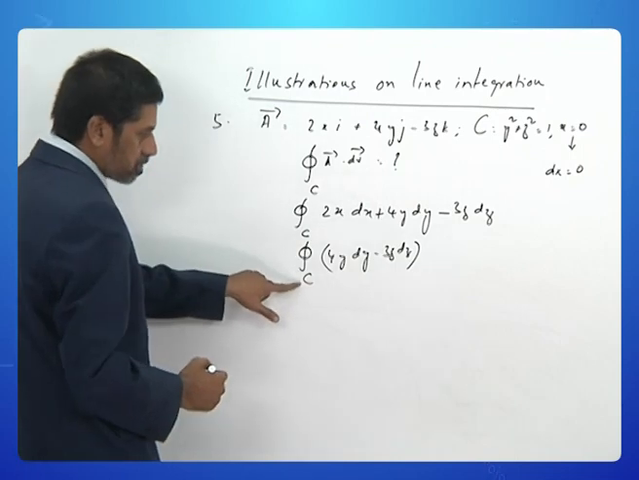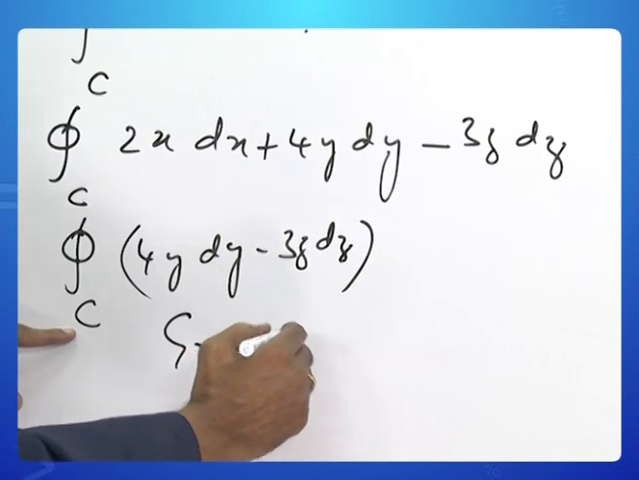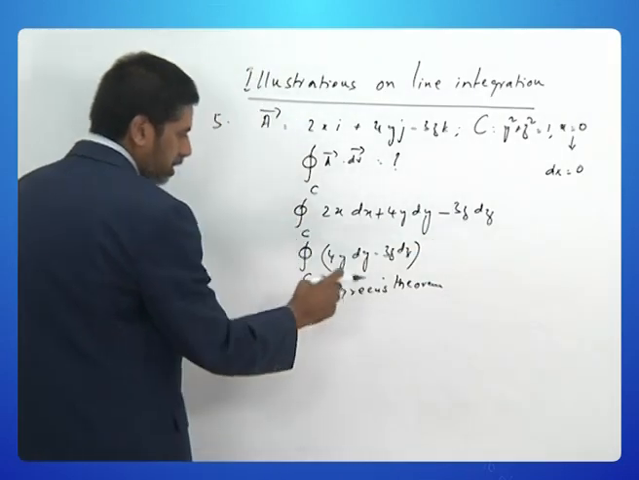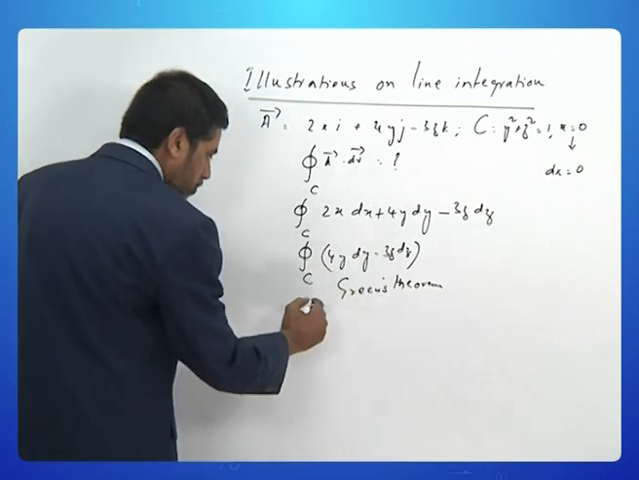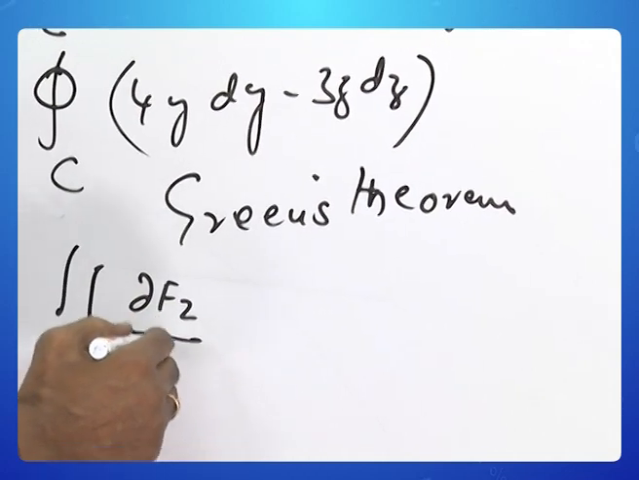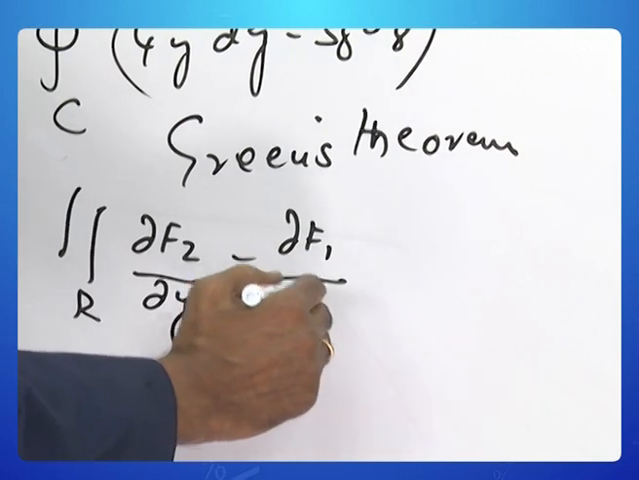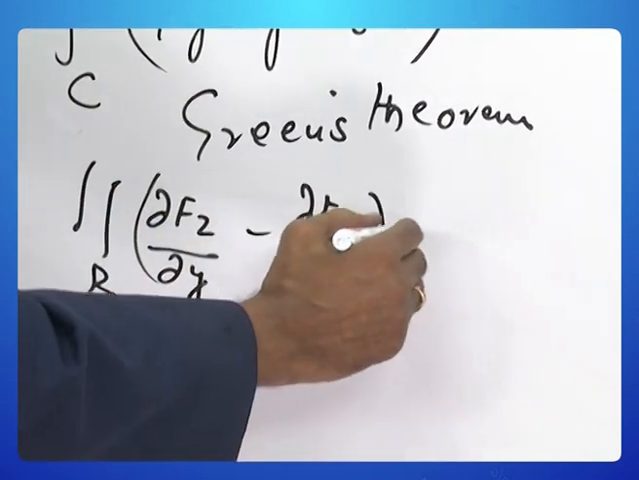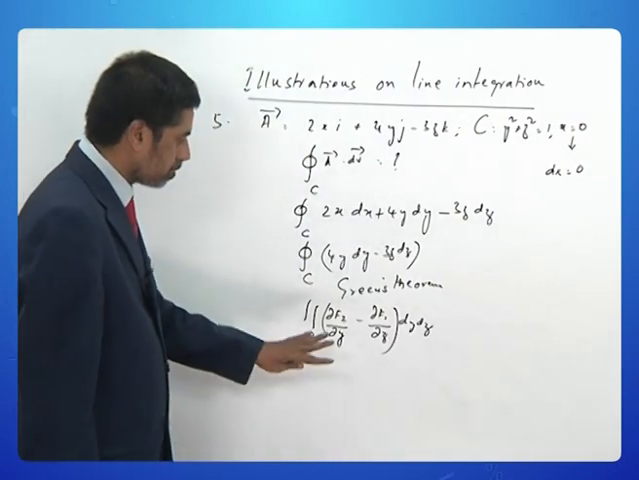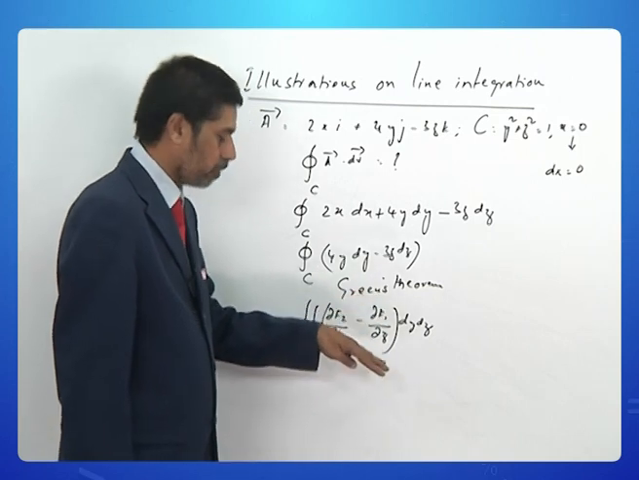And don't forget, C is a circulation. Therefore, we can use Green's theorem. Only thing is, it's a Green's theorem in the yz plane. So this would be double integral over R of dou f2 by dou y minus dou f1 by dou z dy dz. Okay, in the yz plane. In the xy plane, it would be dou f2 by dou x minus dou f1 by dou y.